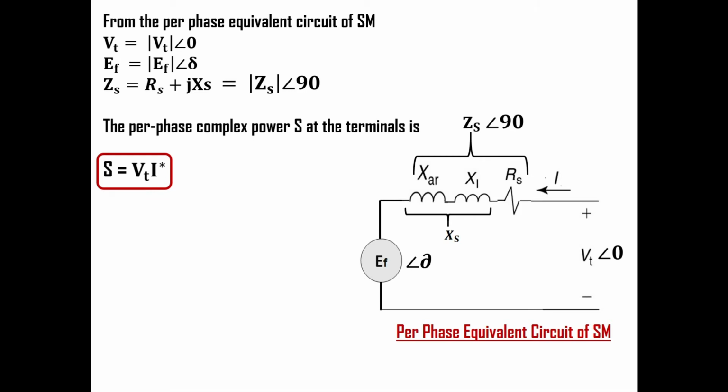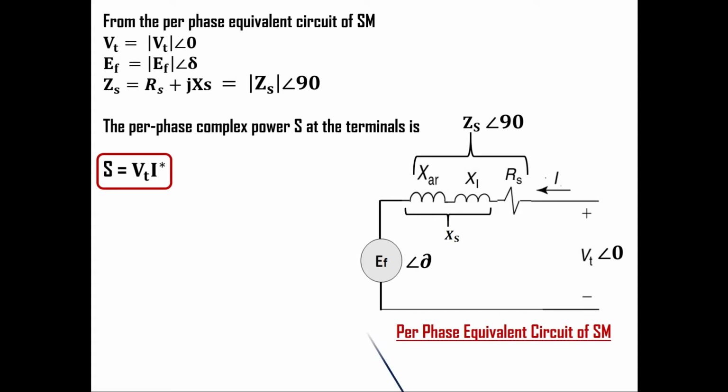The per phase complex power S is equal to Vt into I star. Here, star is used to represent the conjugate, and this conjugate of current phasor I is used to conform with the convention that lagging reactive power is considered as positive and leading reactive power as negative. If you are not using this conjugate, then negative will be coming for lagging reactive power and positive will be coming for leading reactive power, which is wrong.